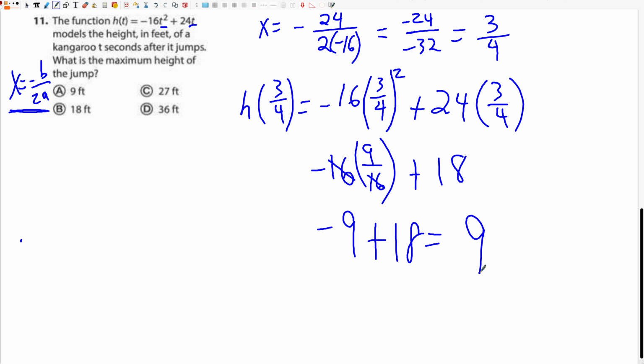So how high does a kangaroo jump? 9 feet. Or you can just use common sense. That is true. But he jumped funny. 36 feet in the air.